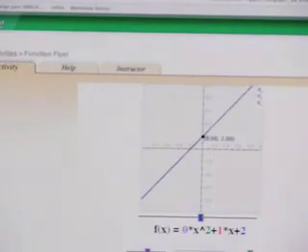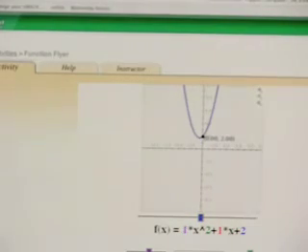Okay, so let's set this back to 1 so we can play around with these other two. We'll play with the b, which is red. So we can make b equal to 0, and you can see that it just got a little wider, and it's centered on the y-axis.